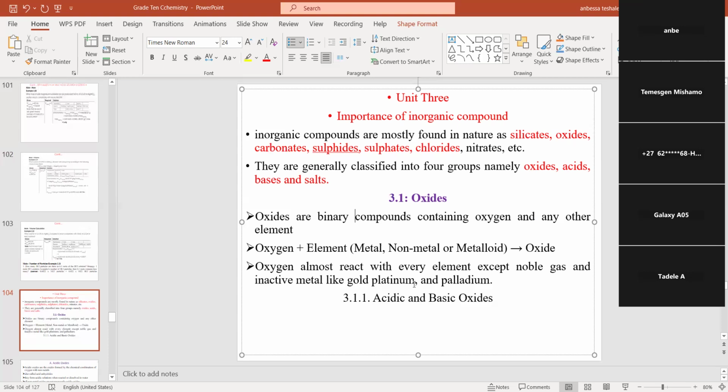Oxygen almost reacts with every element except noble gas. ከግሩፕ 8 ኤሌመንቶች እነ አርገን እነ ክሪፕተን ውጪ ማንኛው አብዛኞቹ ኤሌመንቶች ጋር ሪአክት ያደርጋል። ከነዚህ ከኖብል ጋዞች ባሻገር inactive metal ምንላቸው እነ gold እነ platinum and እነ palladium may not be reacting with oxygen.